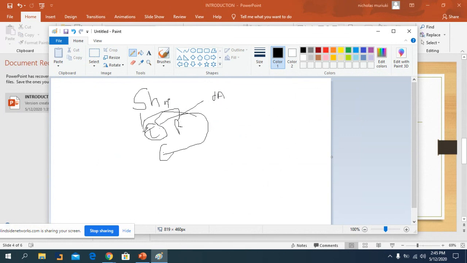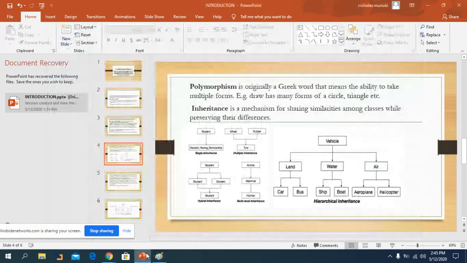So operations are different, but the purpose of doing them is the same, because we are calculating the area. So when you are presenting different views within a shape, those are the ones that we are calling polymorphism. Polymorphism is originally a Greek word that means the ability to take multiple forms, where you draw a circle. So draw has many forms, a triangle has many forms, etc.